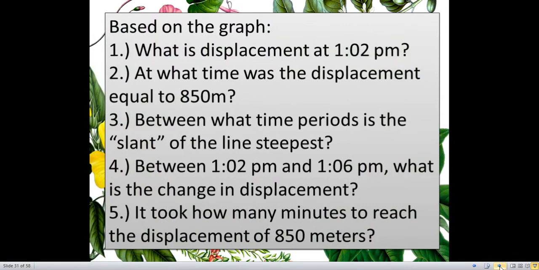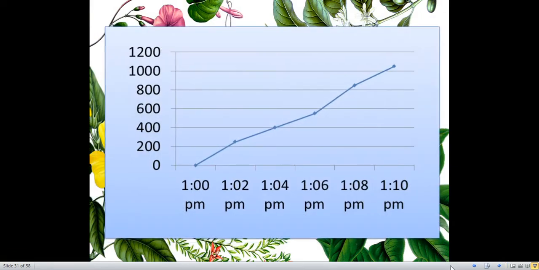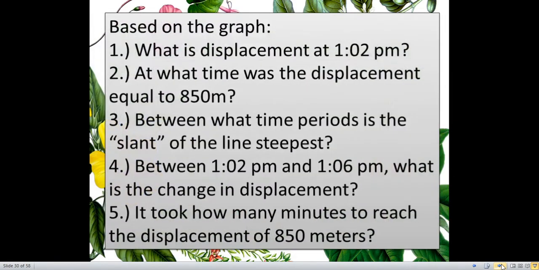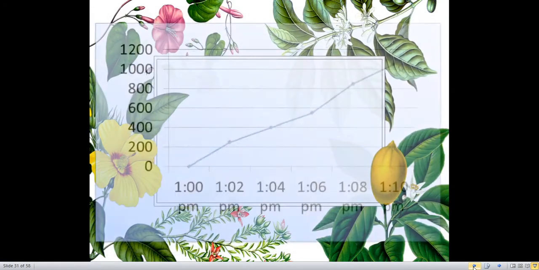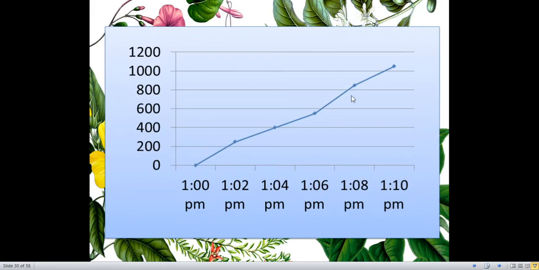Okay. What is the displacement at 1:02 p.m.? So that is 250 meters. Next question. At what time was the displacement equal to 850 meters? That is 1:08 p.m. Next question.